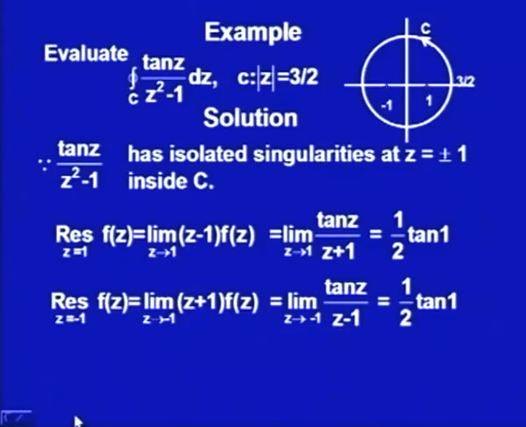Now, using the residue theorem, the integral of tan z upon z square minus 1 along this contour C, where the contour C is the circle mod z is equal to 3 by 2, would be 2 pi i into 1 by 2 tan 1 plus 1 by 2 tan 1, that is, 2 pi i tan 1. You might have come across this kind of function, which is much harder if you apply some other way of integration. It is very simple, as we have got over here. Let us try some more interesting examples.